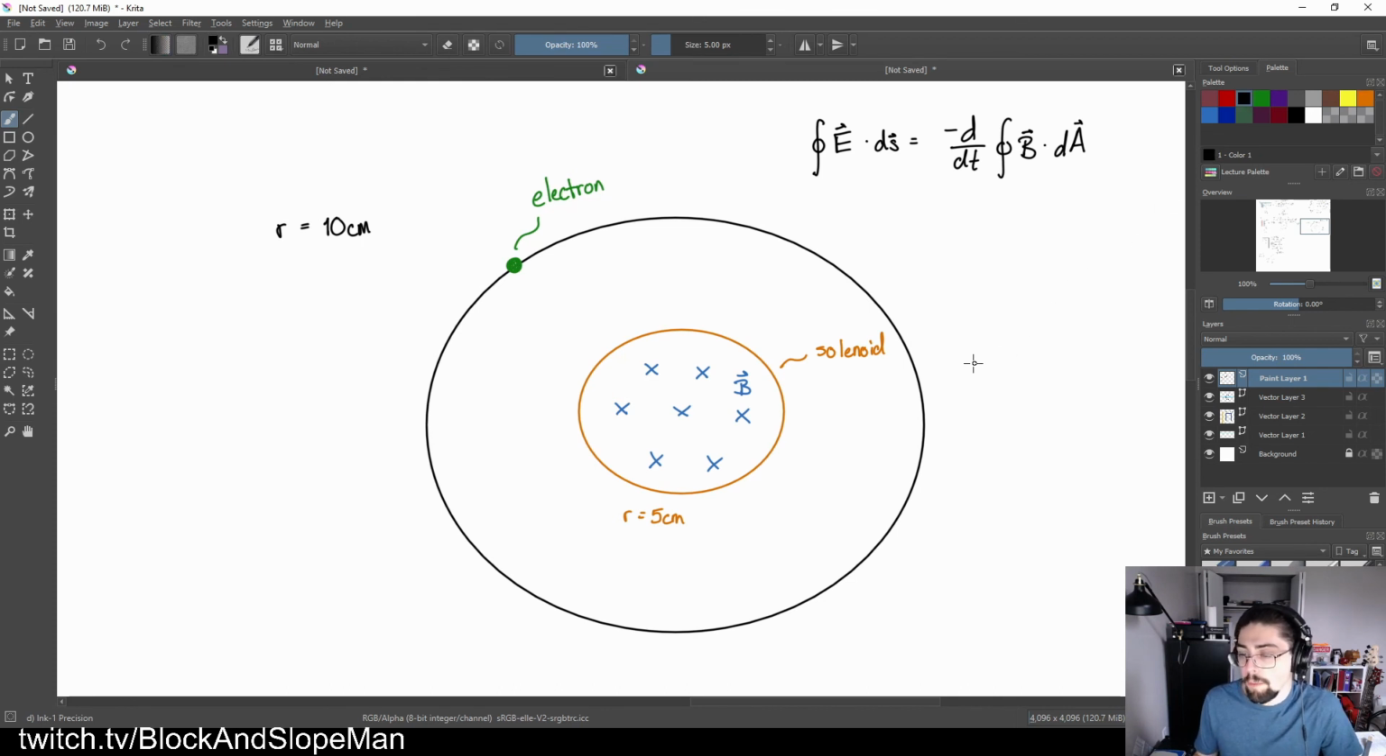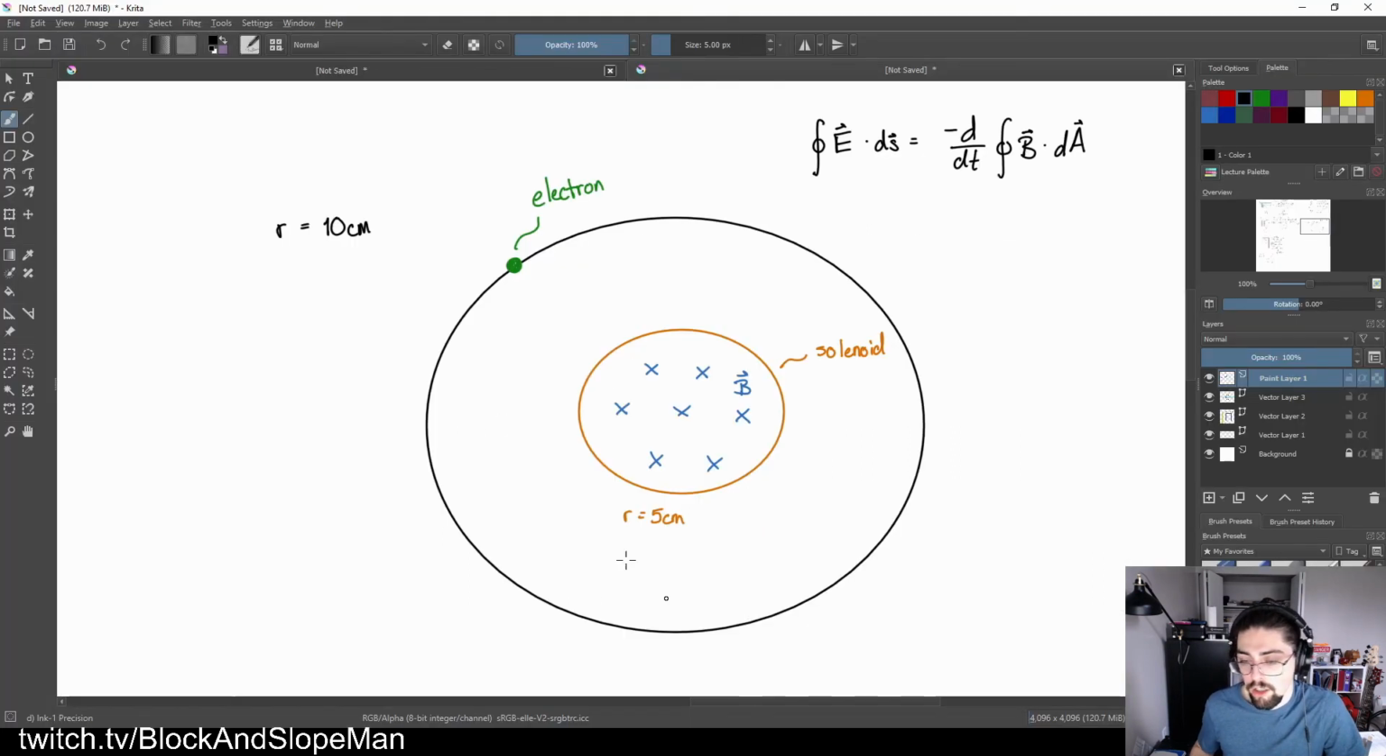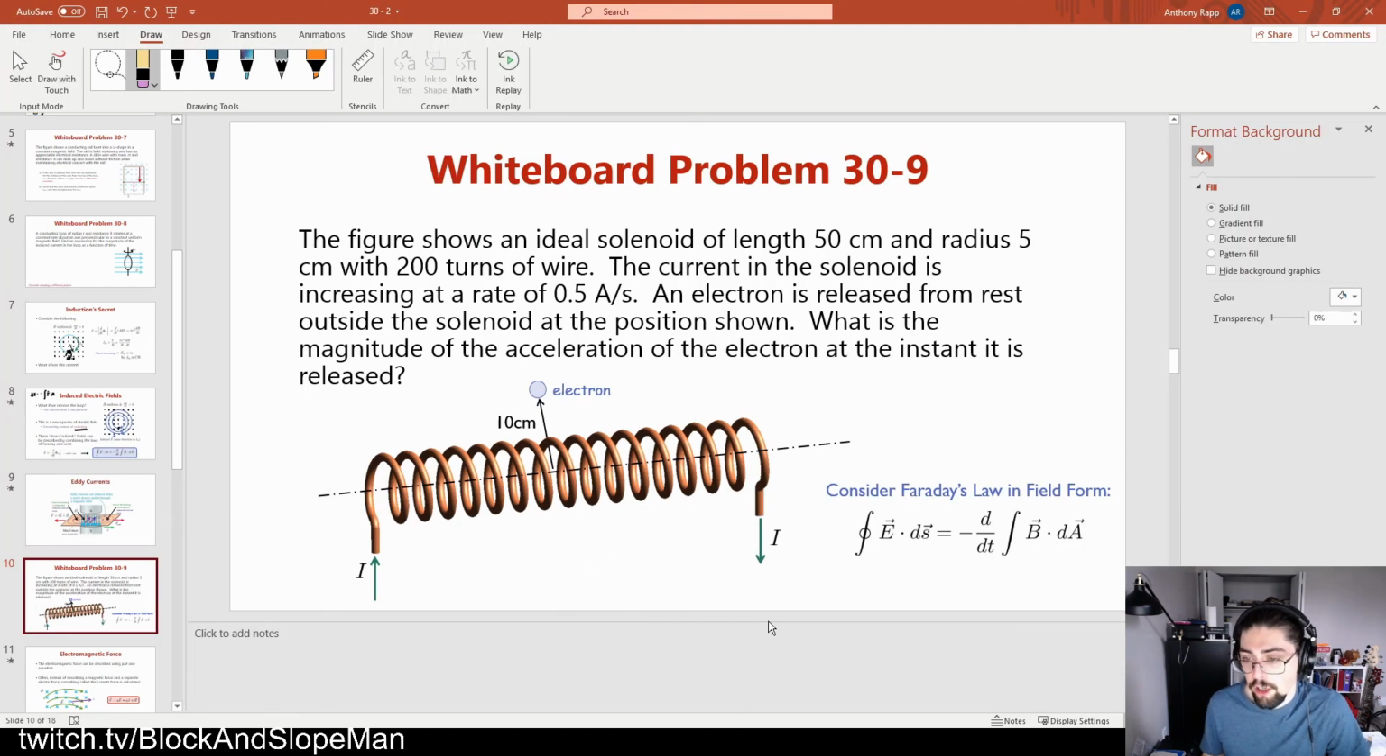Now, we are given a couple other details about this thing that we should keep with us. We know that it is 50 centimeters long. It's got 200 turns. So L is equal to 0.5 meters. N is equal to 200 turns. We know that there is a current passing through it, or specifically that the rate of change of current, di/dt, is 0.5 amps per second.